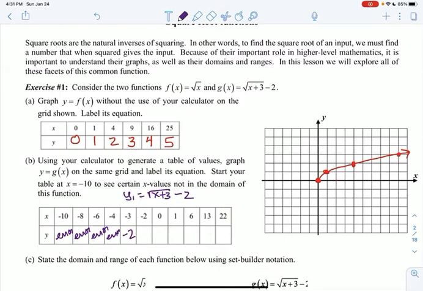Plug in negative 2: negative 2 plus 3 is 1, the square root of 1 is 1, and 1 minus 2 is negative 1. 0 gives me a decimal. I plug in 1: 1 plus 3 is 4, the square root of 4 is 2, and 2 minus 2 is 0. I just want to show you that some of these you can do in your head as well. If I plug in 6, 6 plus 3 is 9, the square root of 9 is 3, and 3 minus 2 is 1. I'll just copy the rest of these.